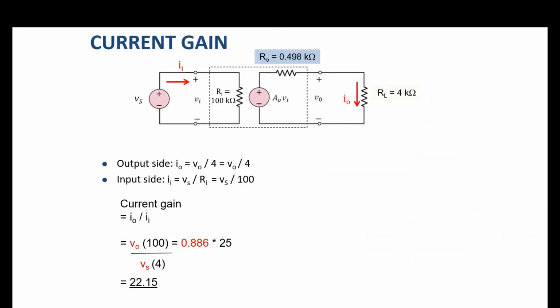The next slide is just showing you how I can calculate current gain. So Io is equivalent to Vout over RL, this is Ohm's law. And then your Iin over here is equivalent to Vs over Ri. We know that the current gain is Io over Iin, so Vout over 4 over Vs over 100. When you rearrange, this is your voltage gain that you obtain, and you get a high value of current gain, 22.15. So once you get your voltage gain, you can use the value to calculate your current gain.